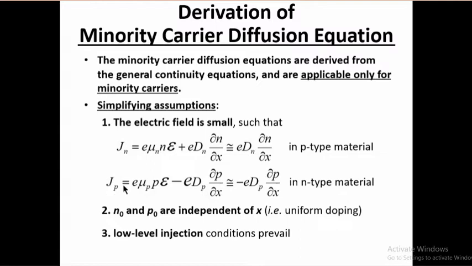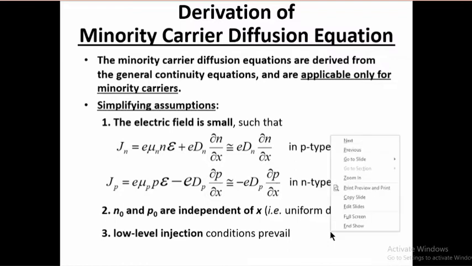The same thing applies for the current due to the hole, which is due to the minority carrier in the n type. And in this case, we say if we have a uniform doping, then N0 and P0 are independent of X. There is no change with them. They are uniformly doped, so they are the same. And the low level injection condition prevails. So these are the statements that will lead us to the derivation of the minority carrier diffusion equation.